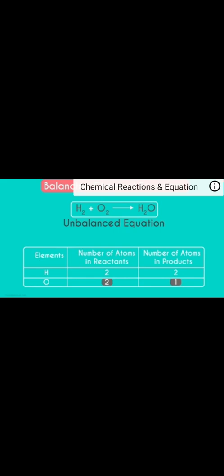So, in the table downside, you can see here it is written on one side elements, and there are two elements which are used in this reaction, that is hydrogen and oxygen, and the number of atoms on the reactant sides and the number of atoms on the product sides. So if you see for the hydrogen on both the sides, the number of atoms of the hydrogen is the same, that is 2 on both sides, but the number of oxygen is not the same. On the reactant side it is 2 and on the product side it is 1.